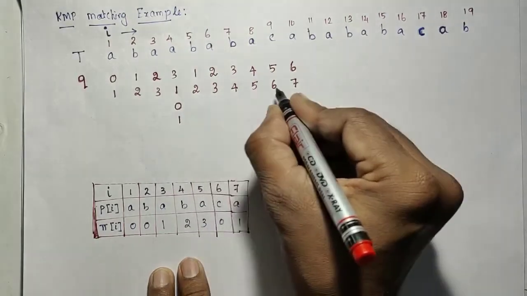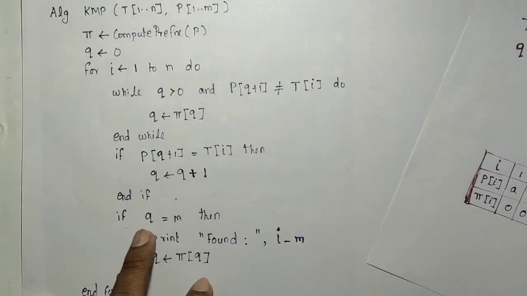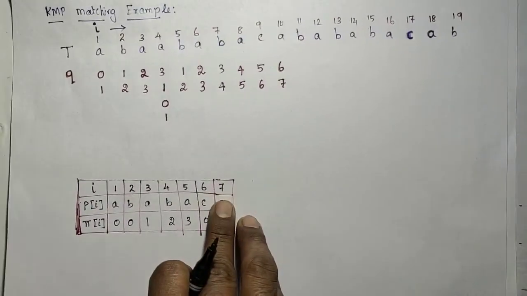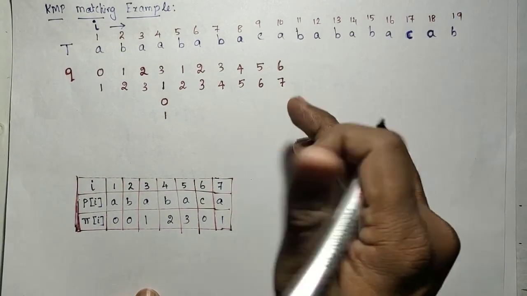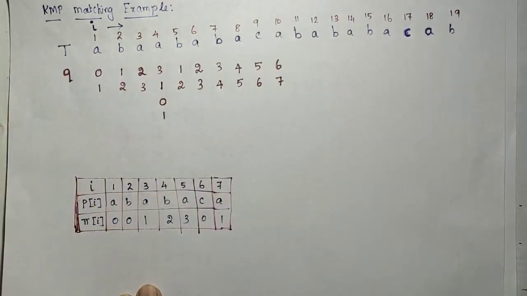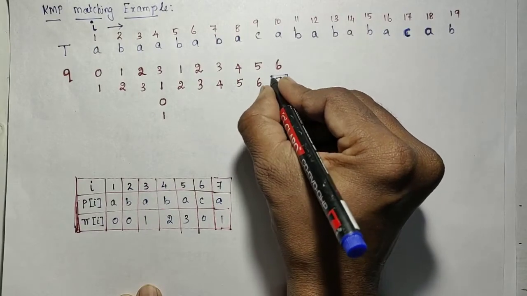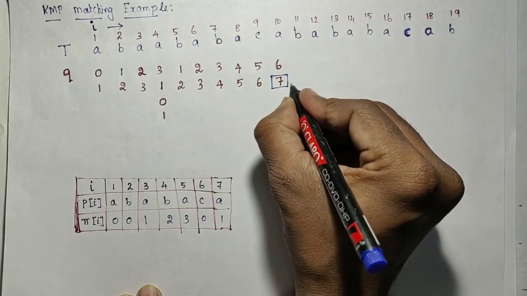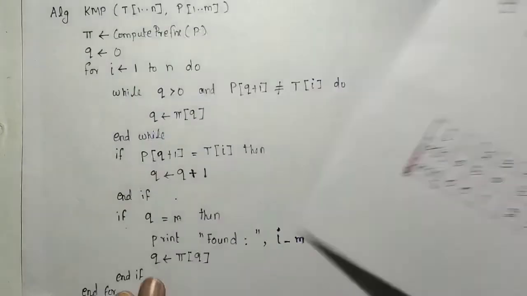So after incrementing the q value, we need to check what? Whether q reached m or not. M value is what? 7. So we have reached m, correct? So that is 7 is equal to what? M. Correct? So we reached that m. So that it is going to print what?